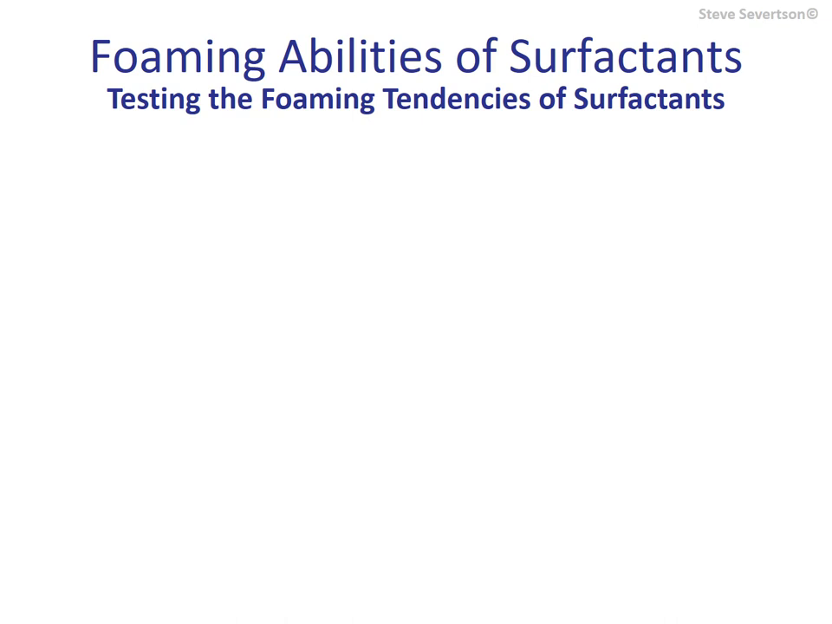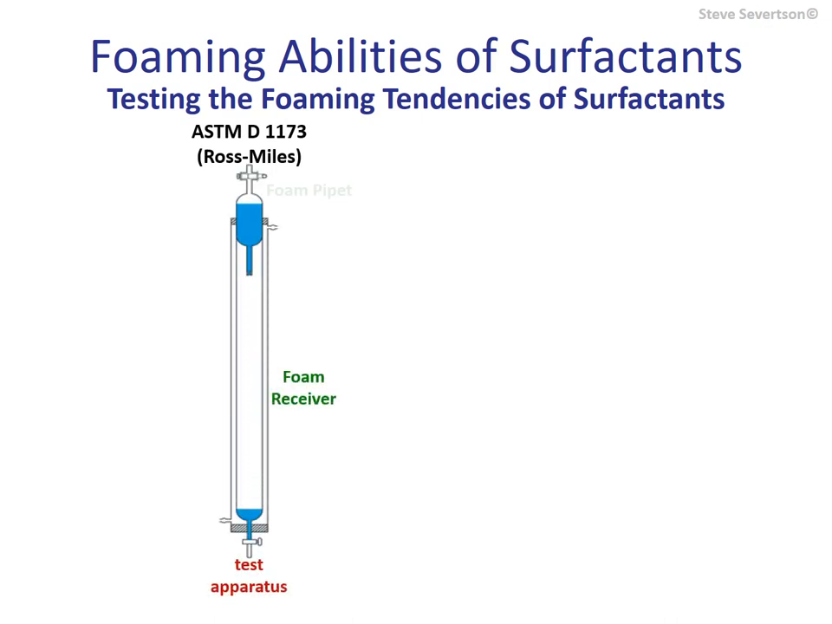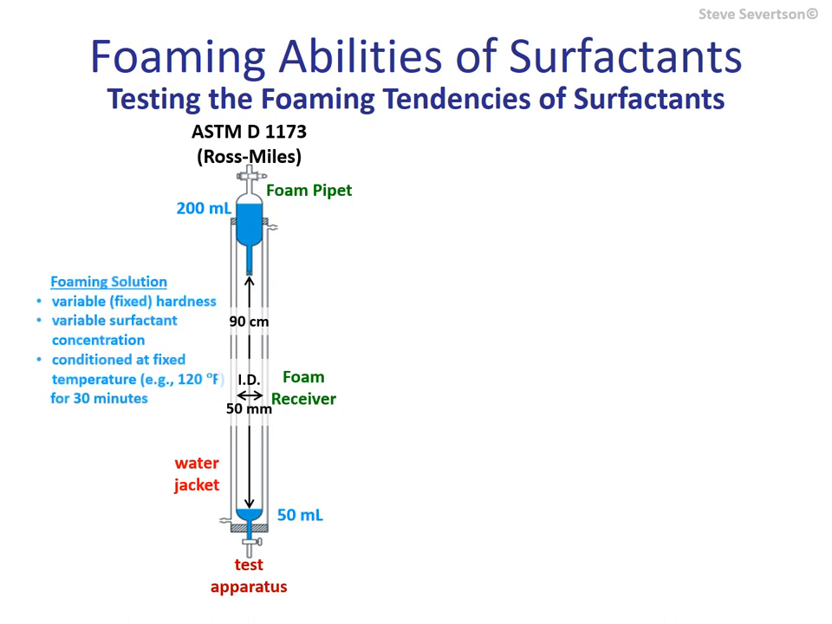Two of the most common methods used in industry are the Ross-Miles test, ASTM D1173, typically used with low to moderate foaming solutions, and the Mooring or Hamilton Beach blender test, typically used with low foaming solutions. As described in the slide above, the Ross-Miles method uses plunging to generate foam. Here is a summary of the test setup, including equipment components, essential dimensions, and typical test samples and conditions.